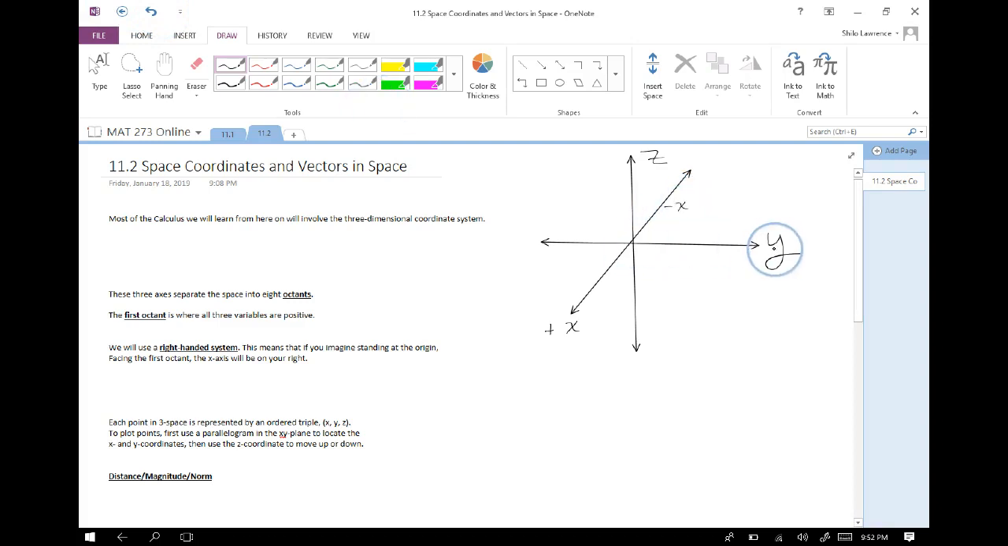When it's coming towards us, it's the positive x, and when it's going back, it's negative x. When we go to the right, that's positive y, and left is negative y. Up is positive z, and down is negative z.